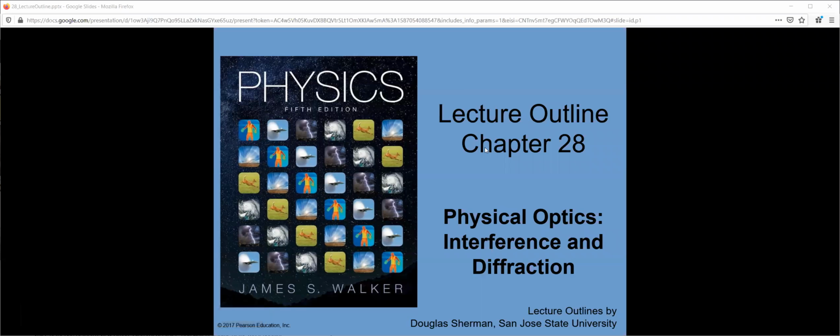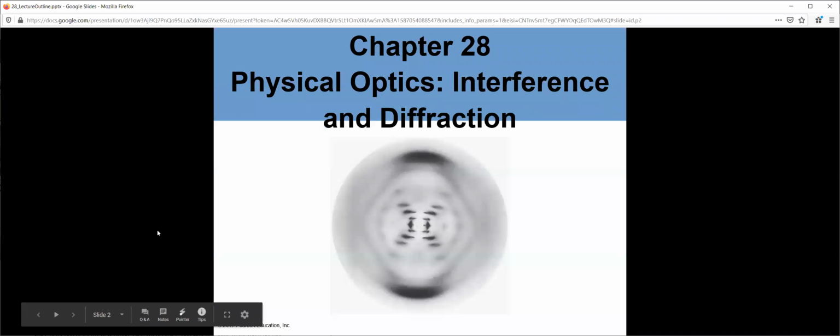Chapter 26 of Physics 106 for Philadelphia University is Physical Optics, Interference, and Diffraction. This is going to segue us from our topics and conversations on optics in the previous 3 or 4 chapters into a more modern physics approach to end the class. So let's get into it.